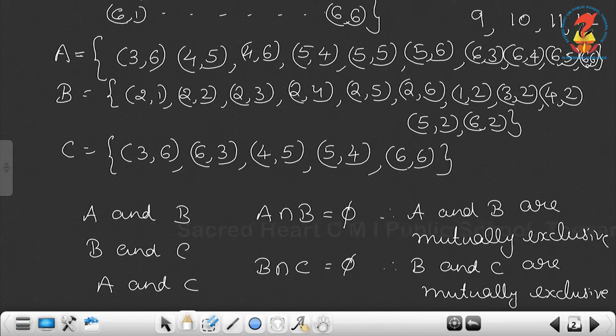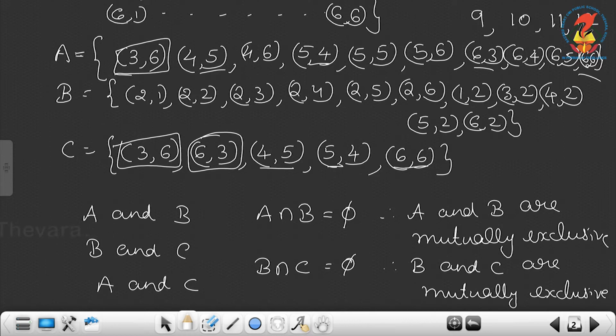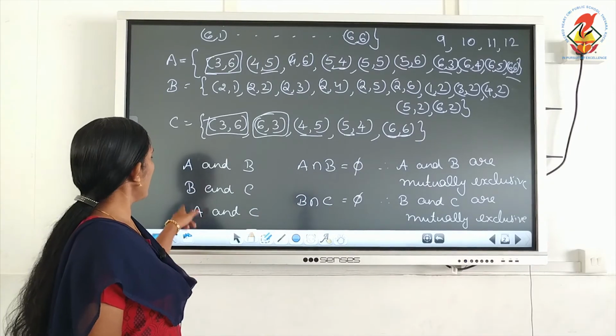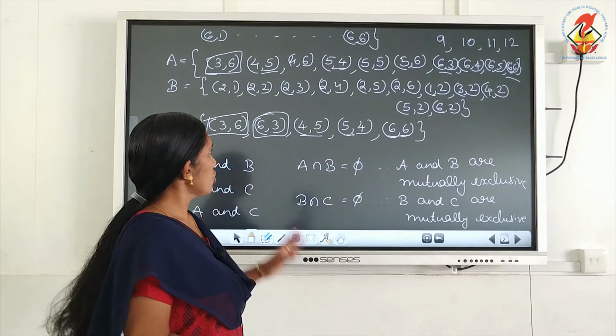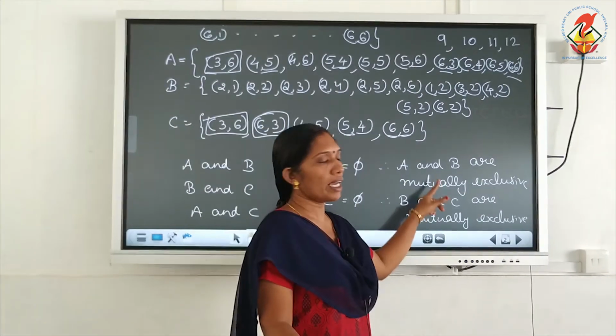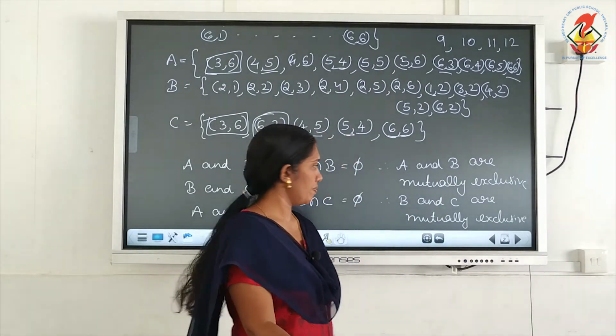Now A and C. Look, the first element is common to both A and C. Okay, like that 6, 6, 6, 3, 4, 5, 5, 4. So C is a subset of A. So A and C are not mutually exclusive. So which pairs are mutually exclusive? A and B, and B and C.